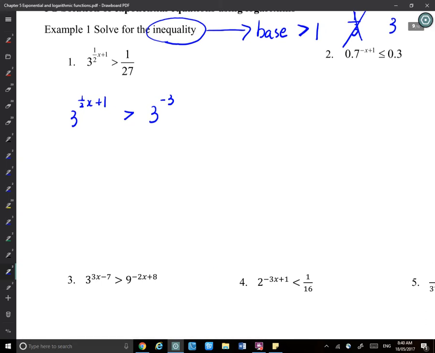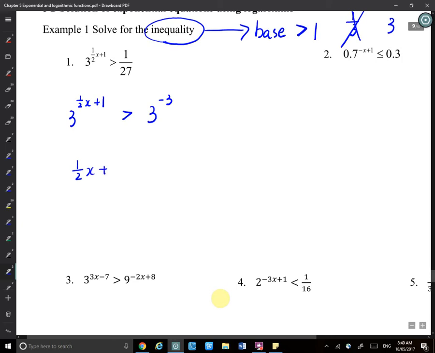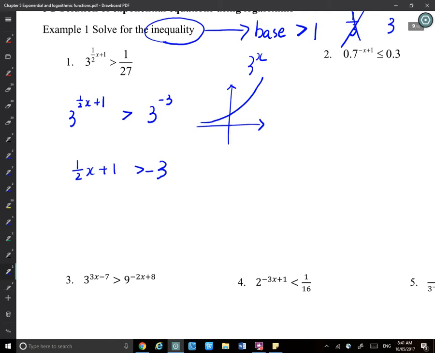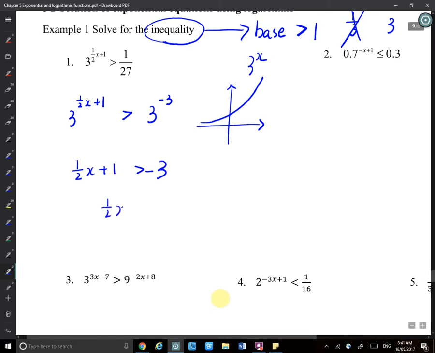Okay, if your bases are the same and also your base is greater than 1, you can directly put your powers in this relationship. Because if you have 3 to the power of x, this graph will look like this. The larger the x values, the higher the y value. So you want a larger number on the left-hand side, which means the power needs to be larger than the negative 3. Therefore, I can just solve for that. A half x is greater than minus 4. X is greater than minus 8.